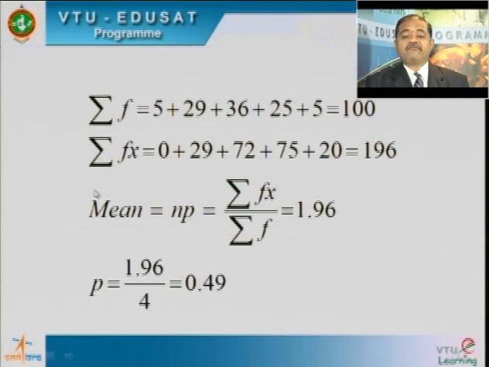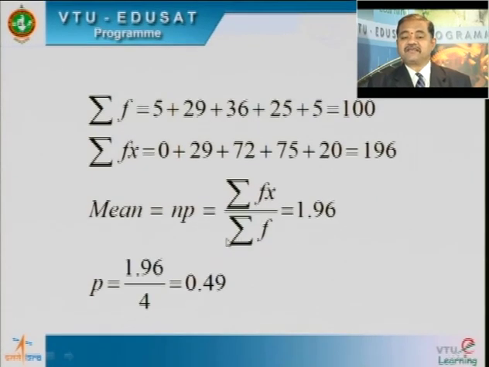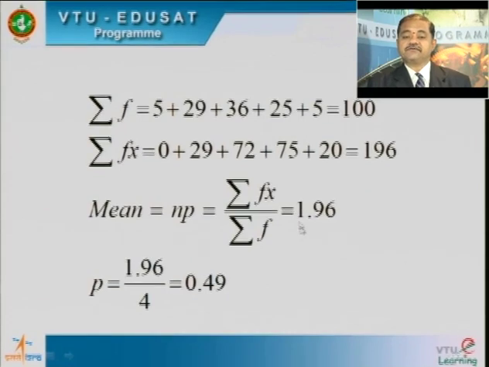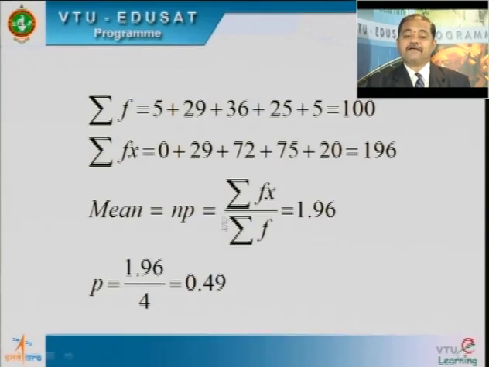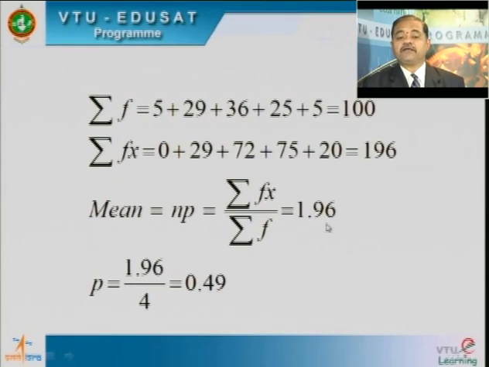What is the mean of the binomial distribution? We have derived np, the formula from the third semester, mean value sigma fx by sigma f. If I take 196 by 100, it gives 1.96. Then what is my p? Total n, here you see np is equal to 1.96, a small equation.